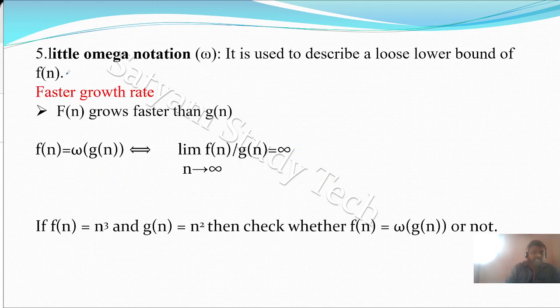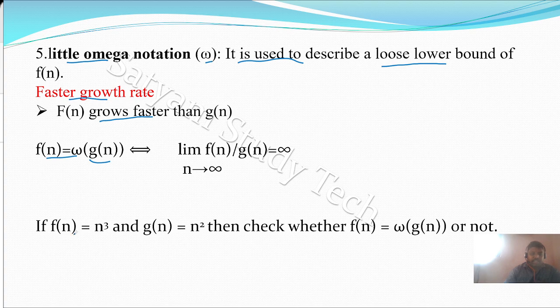And the next one is little omega notation. Here it can be represented by using this symbol. It is used to describe a loose lower bound of f of n. It is not a tight lower bound. Okay, that is a loose lower bound. Faster growth rate here. F of n grows faster than g of n. F of n equals little omega of g of n. The limit as n tends to infinity of f of n by g of n equals infinity.